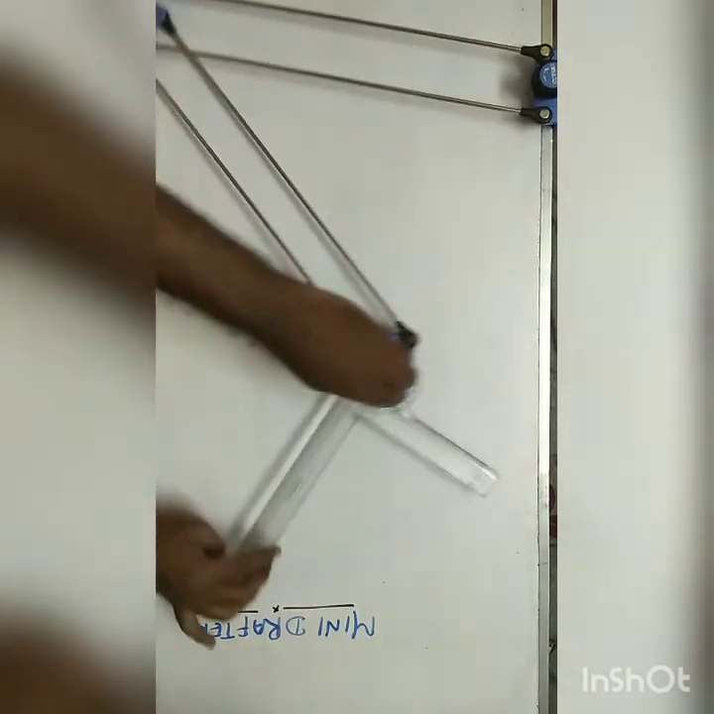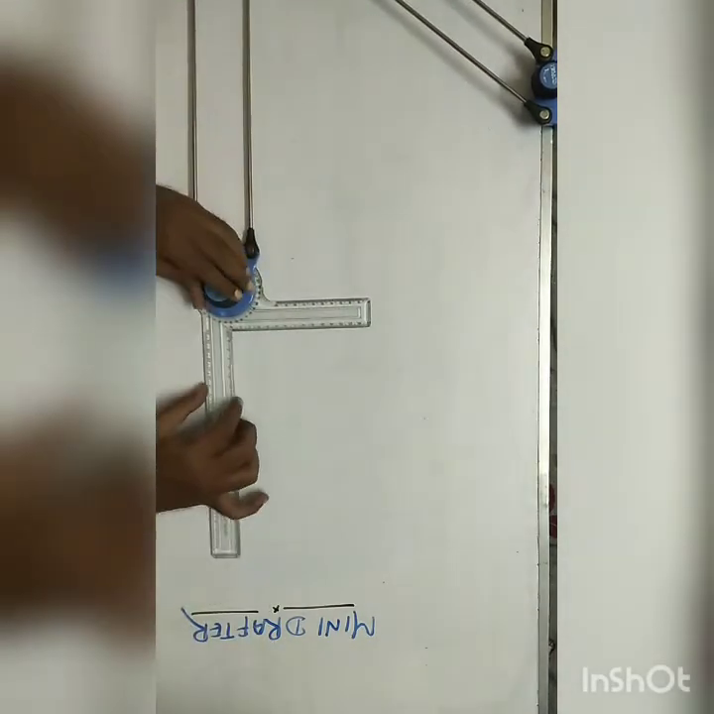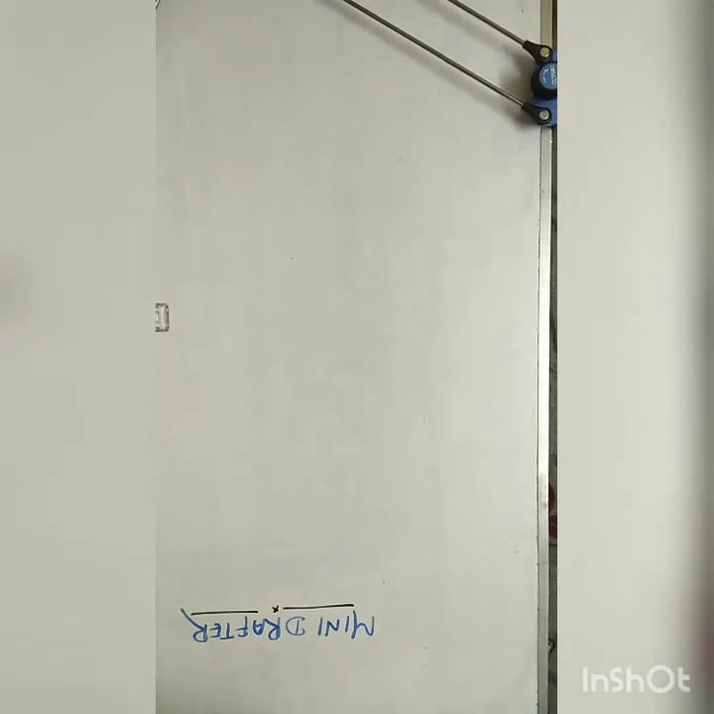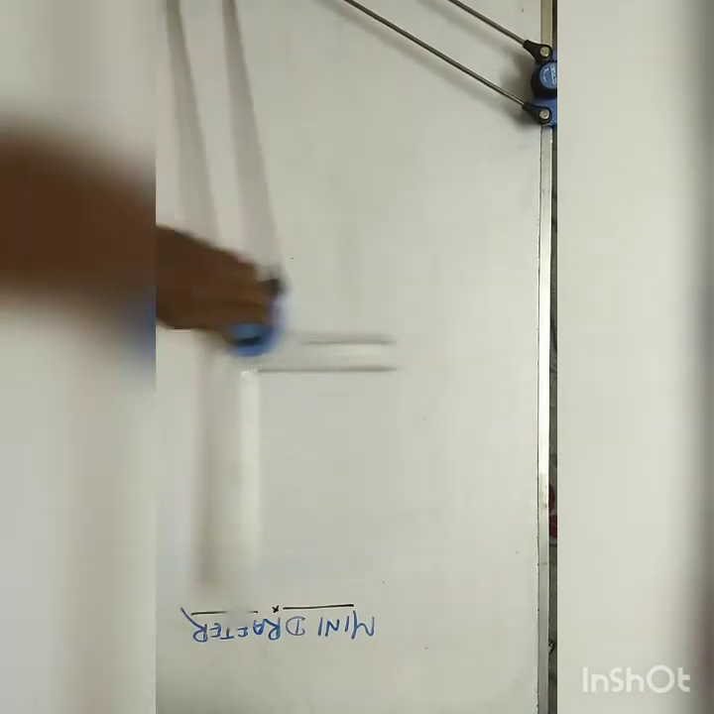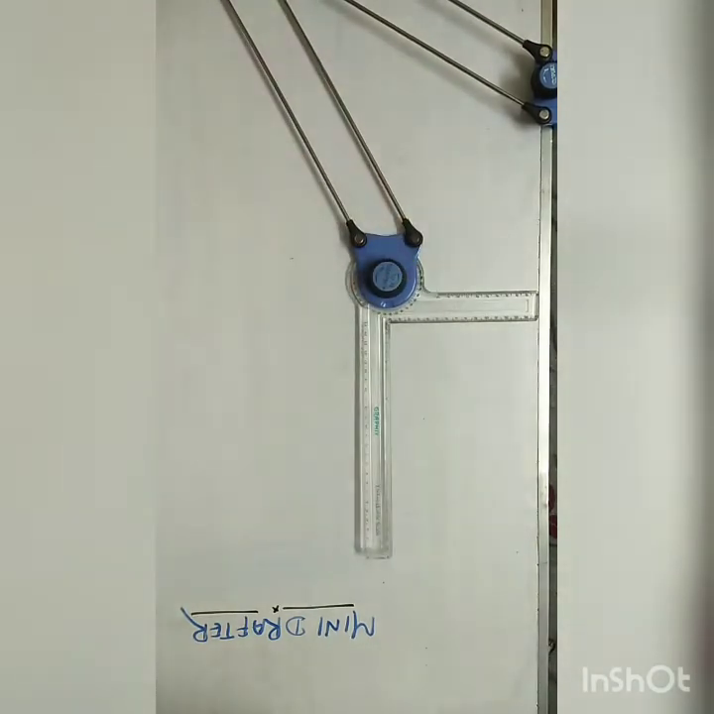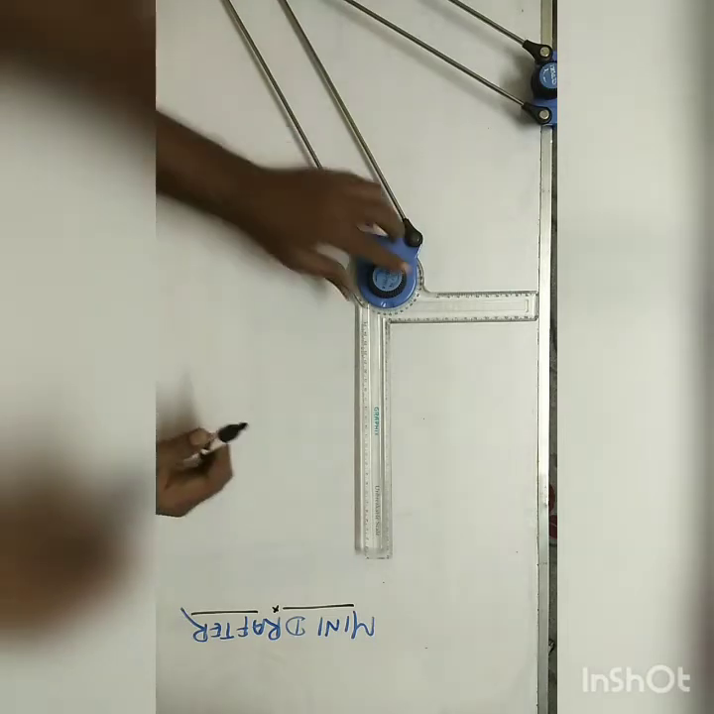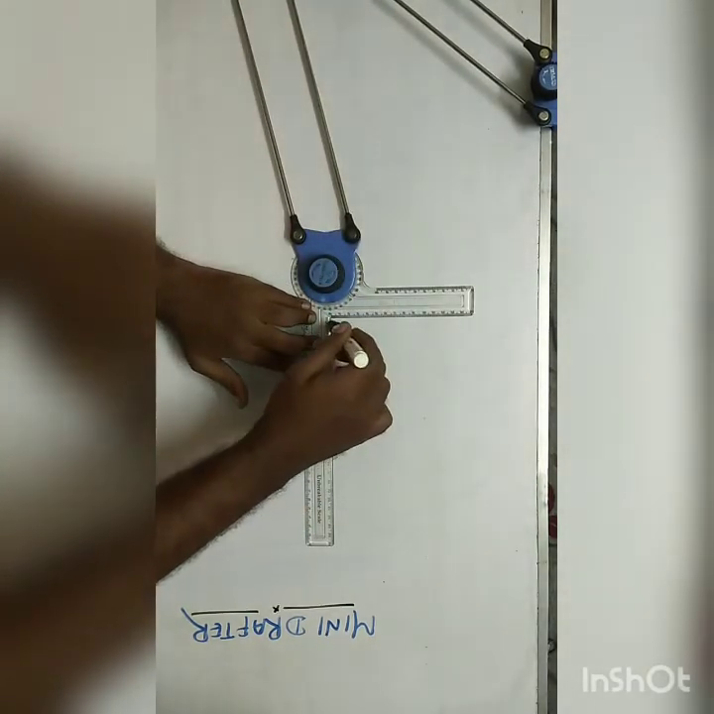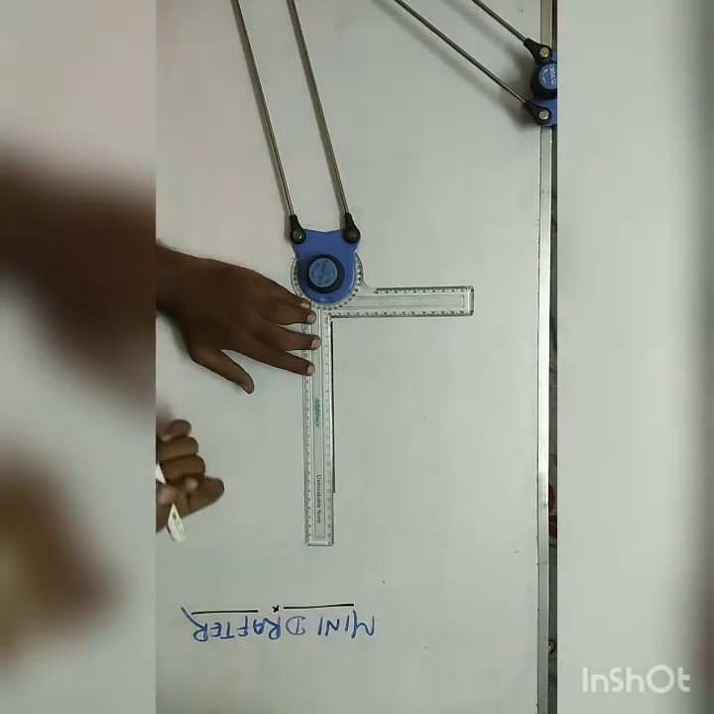Okay, now I will go with some basic things on how to draw. Once you fix your drafter, right now I fixed the drafter parallel to the drawing board. Okay, so this is a perfect one. If I am going to draw any lines by using the drafter, let me draw a line something like this. I can say this is a perfect straight line.